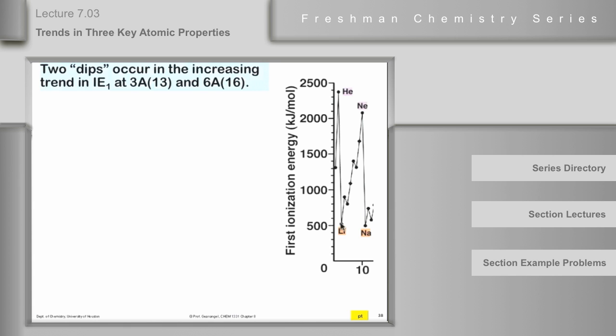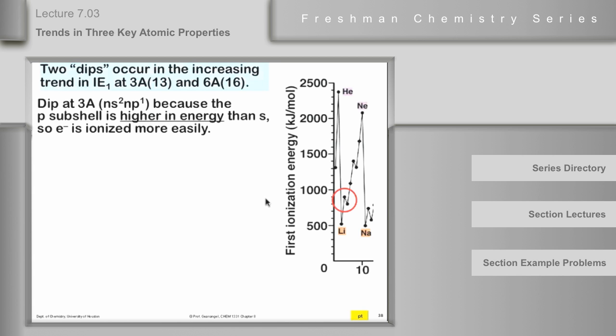When you go from lithium to beryllium, the ionization energy increases because the number of positive charges on the nucleus increases, and the shielding doesn't follow suit. But when you go from beryllium to boron, it goes down. Okay?